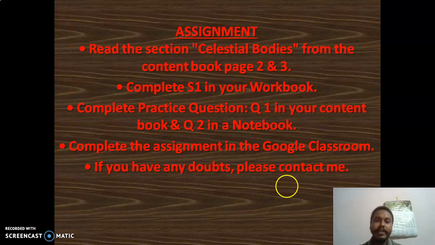Lastly, assignment. Read the section on celestial bodies from the content book, pages 2 and 3. Complete S1 in your workbook. Complete practice question Q1 in your content book and Q2 in your notebook. Q2 is a drawing, so draw it nicely, and complete the assignment in Google Classroom. I'll give one question. If you have any doubts, please contact me.